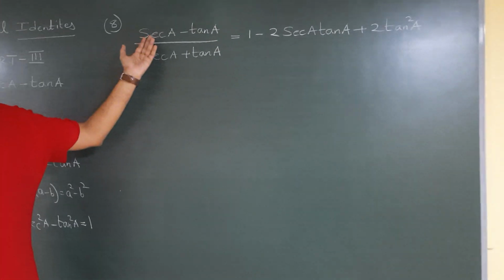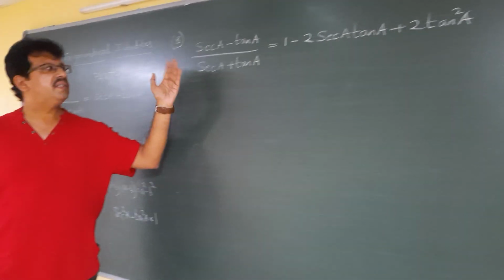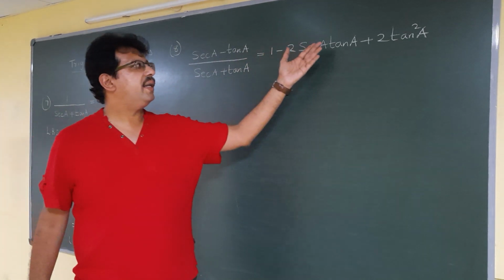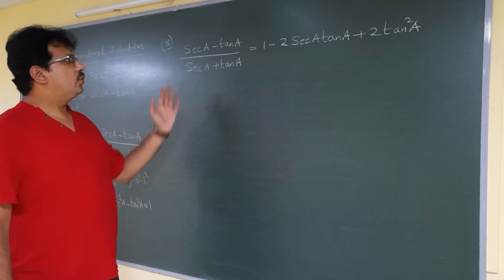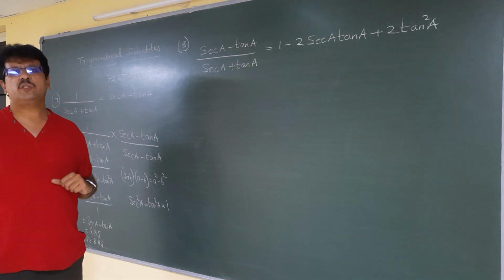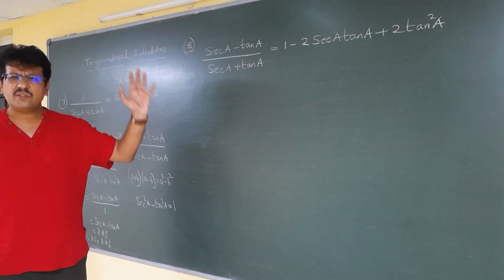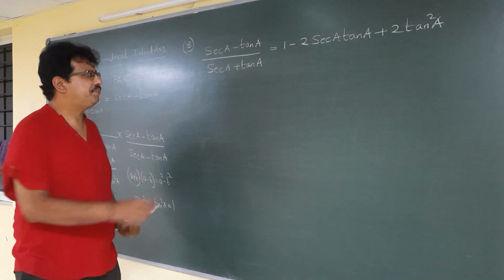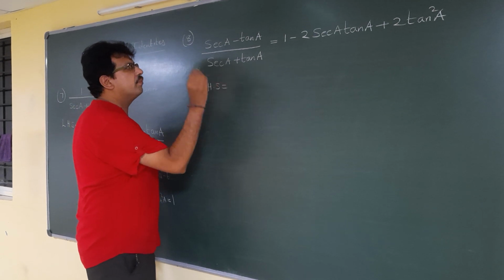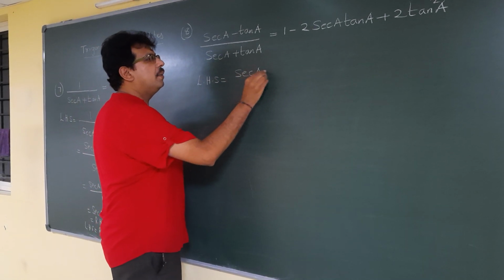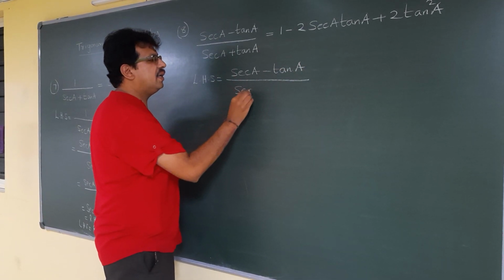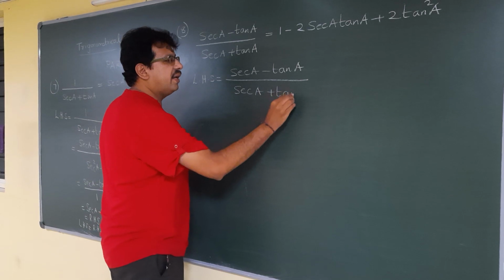That is secant a minus tan a by secant a plus tan a is equal to 1 minus 2 secant a into tan a plus 2 tan square a. This problem is again a similar type of sum to the previous problem. We are going to do the rationalizing of the denominator. So let us take the left hand side, LHS: secant a minus tan a divided by secant a plus tan a.